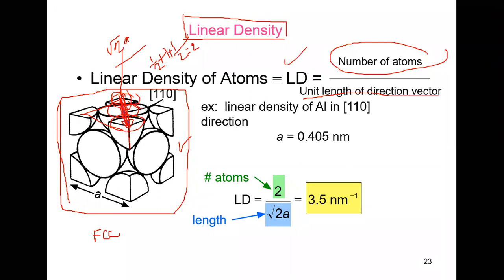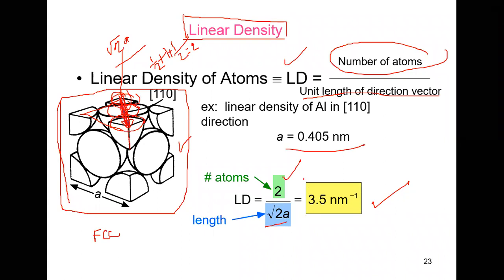So in this case, length is root 2A. A is given, so it's root 2A, and number of atoms is 2. So it will be 3.5 per nanometer. So that's the linear density of atom.